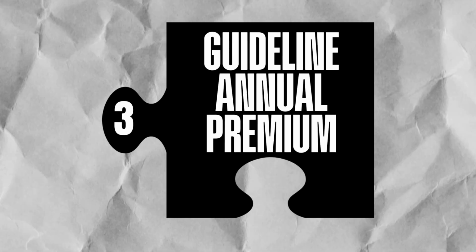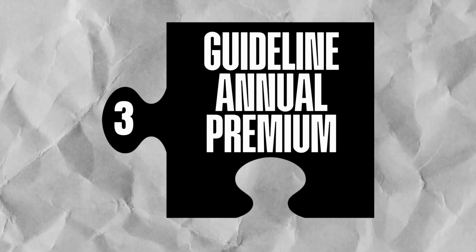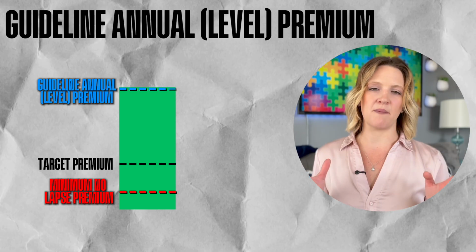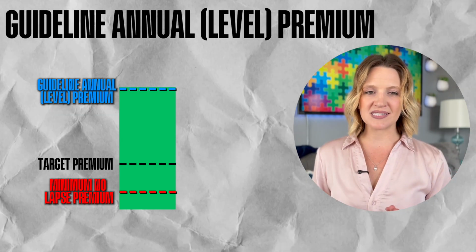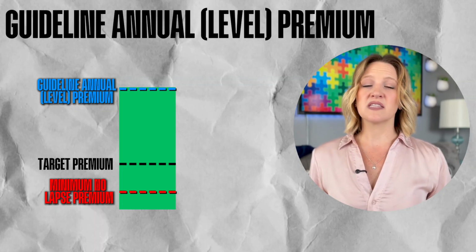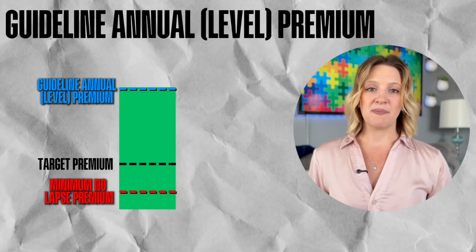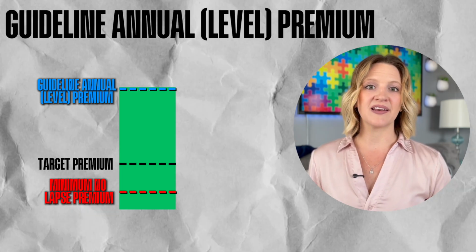And magic puzzle piece number 3 is the GAP, or what we call the Guideline annual premium, or what some insurance carriers will call the Guideline level premium. This is the absolute maximum that your client can contribute per month or per year into their IUL policy for the life of the entire policy. Now, this is very important for people that are looking to grow cash value to understand, because they eventually want to hit that Guideline annual premium number on an annual basis.